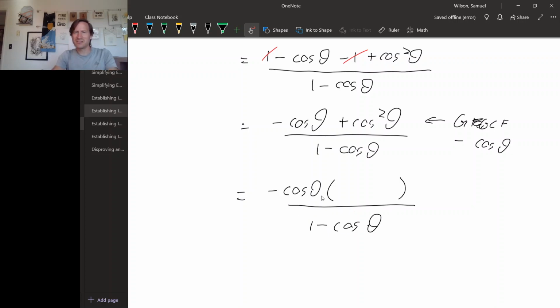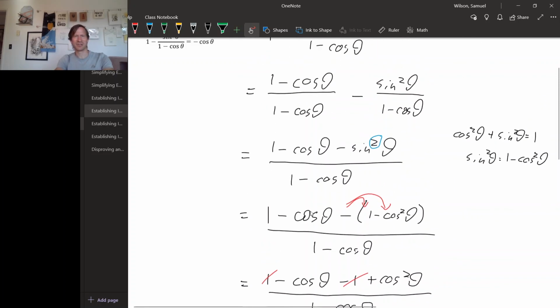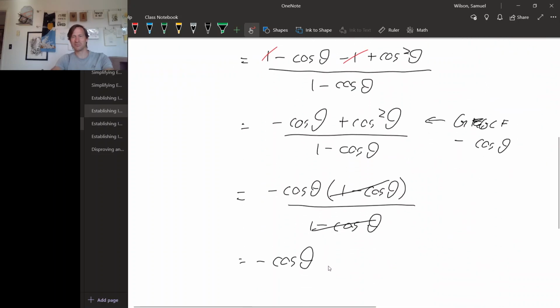And when we factor out minus cosine theta from this numerator, we're left over with, let's see, 1 minus cosine theta. Oh, well, now these cancel. And we're just left with minus cosine theta. Seems like that's about as simplified as it's going to get. What were we supposed to get? Go back to the top. Oh, we were supposed to get minus cosine theta. So we're done. We've demonstrated that 1 minus sine squared theta over 1 minus cosine theta is equal to minus sine theta.